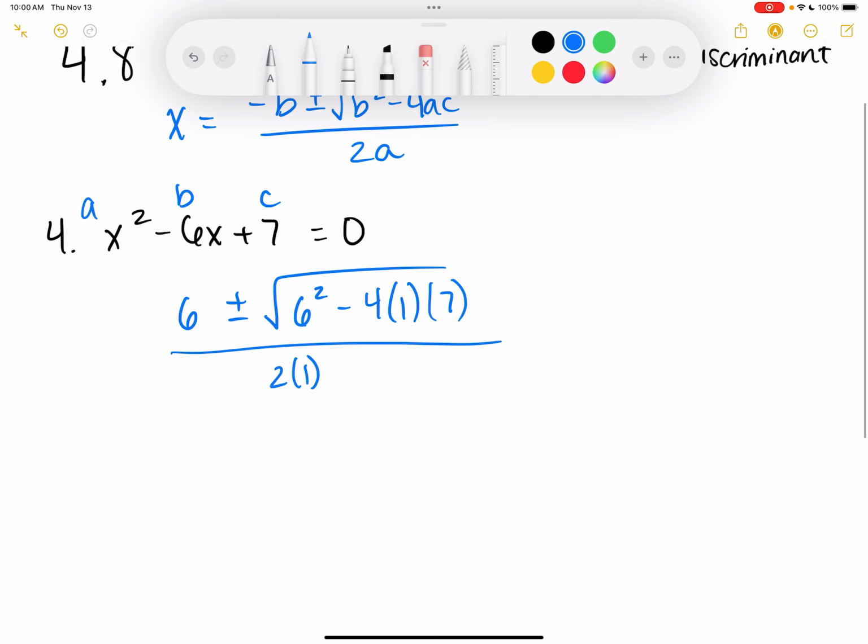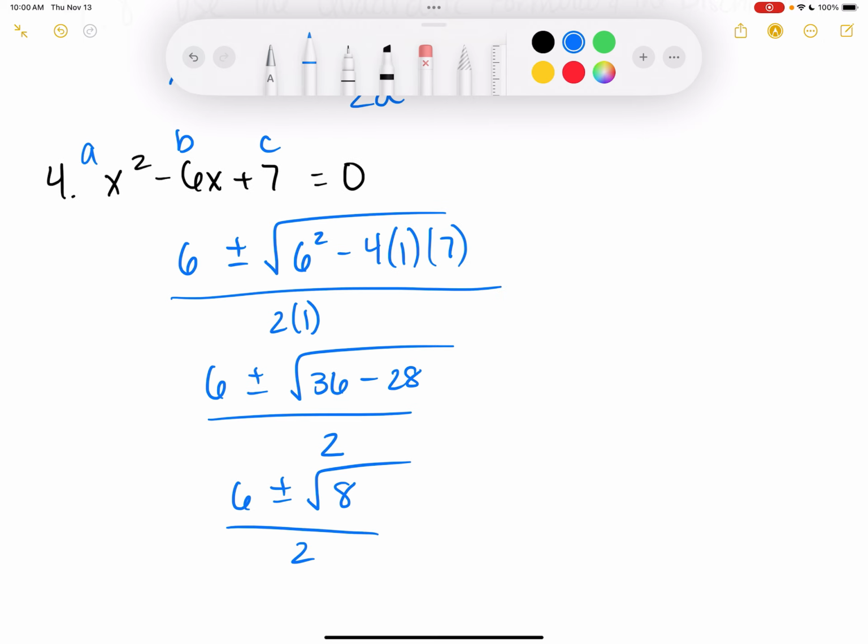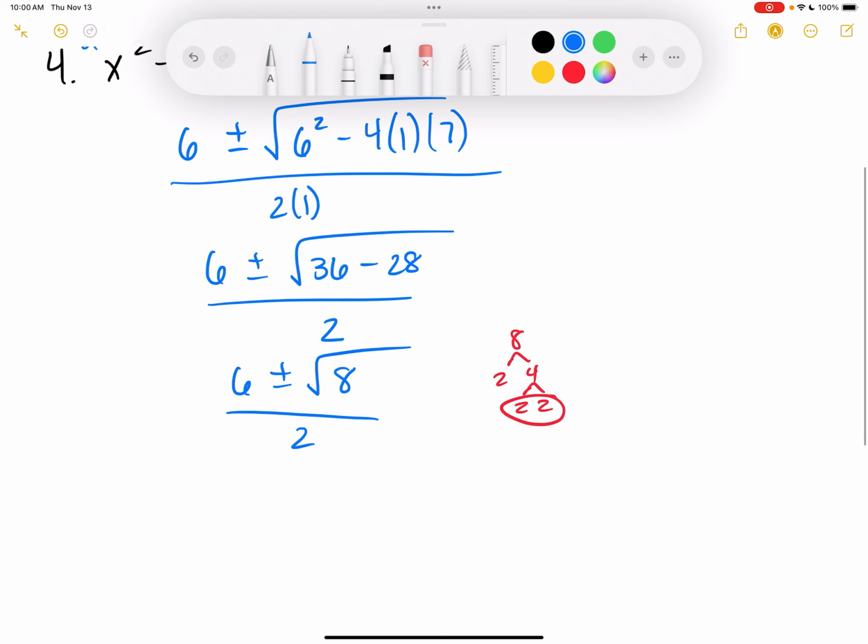So then inside, I've got 6 plus or minus the square root of 36 minus 28 all over 2, which is going to be 6 plus or minus the square root of 8 over 2. Now, can I break this radical down? Yeah. Into what? 2, 2, 2. Yep, so 8 is 2 and 4, 2 and 2. So it'll be 2 root 2, so I can replace that with 2 root 2. So then my answer is, well, actually this isn't going to be my answer, so I'll have to simplify it. But 6 plus or minus 2 root 2 over 2.